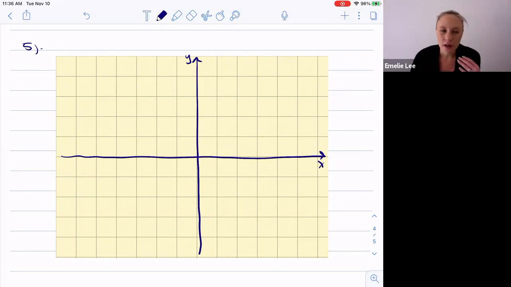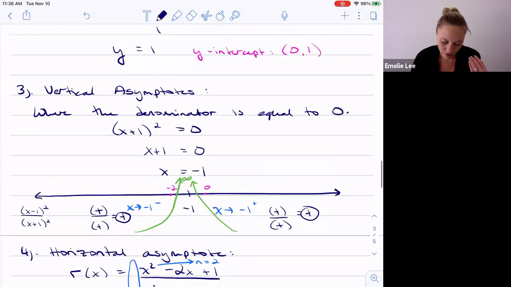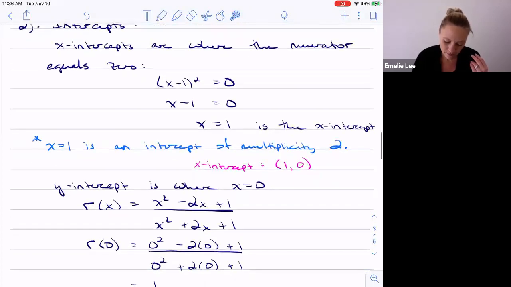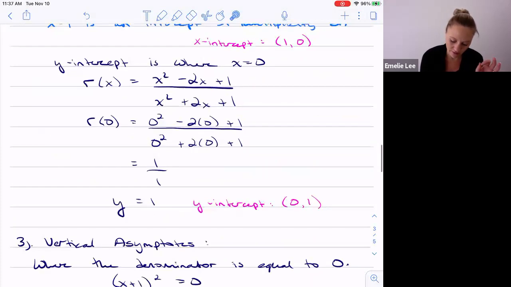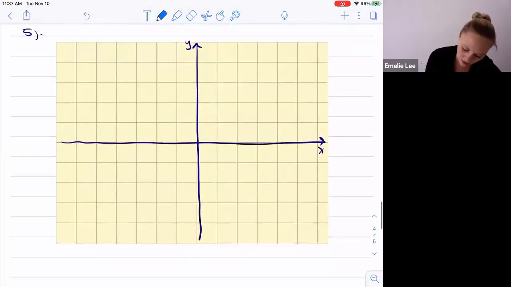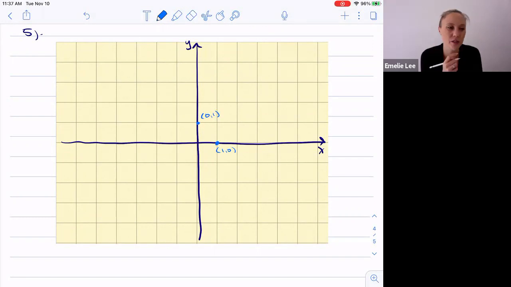And let's just plot these things that we've learned as we went through. So the intercepts: I have an x-intercept at (1, 0), keeping in mind that it's of multiplicity 2. And then the y-intercept is at (0, 1). So let's use (1, 0) and (0, 1). Okay, so those are my intercepts.